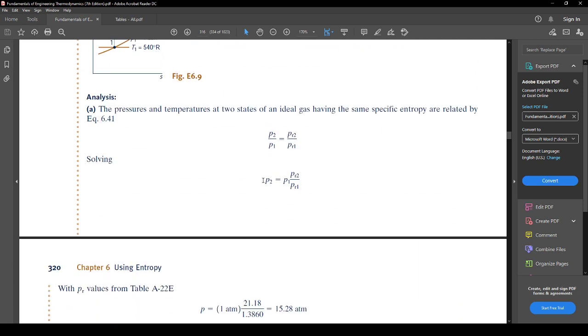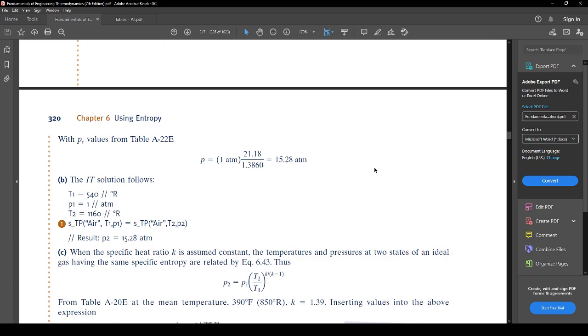So they did the same thing we did. They maneuvered the equation around. They found it. So they did 15.28 atmospheres. So 15.28 times 14.7. Yeah, it's my pressure. They just did it in atmospheres. So this right here is pressure 2.